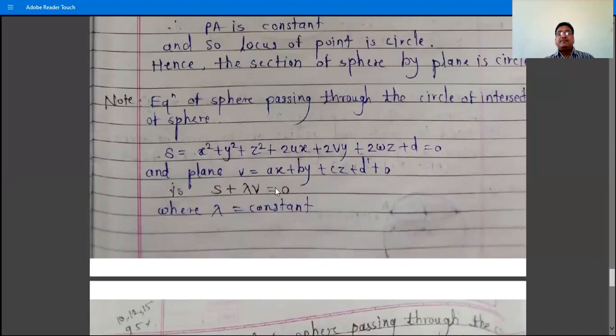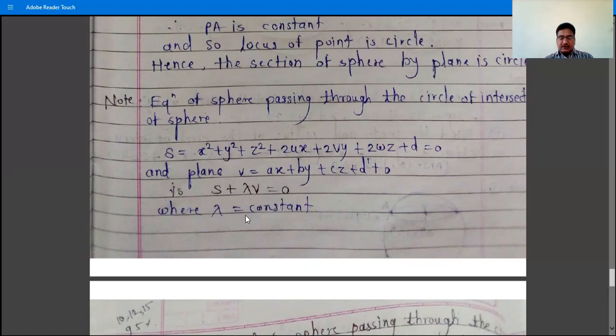If we denote the equation of the sphere by S, and the equation of the plane by V, then S plus lambda V equals 0 is the formula to obtain the equation of a sphere passing through the circle of intersection of a sphere and a plane. The intersection of the sphere and plane is a circle, and now we have to find another sphere passing through this circle. The formula is S plus lambda V equals 0, where lambda is a constant.